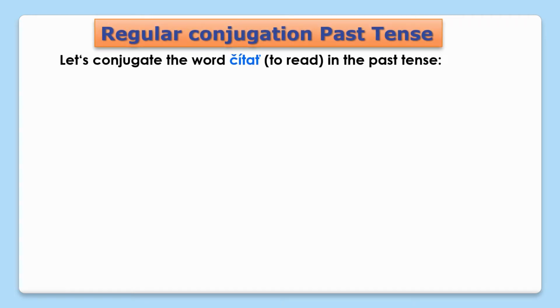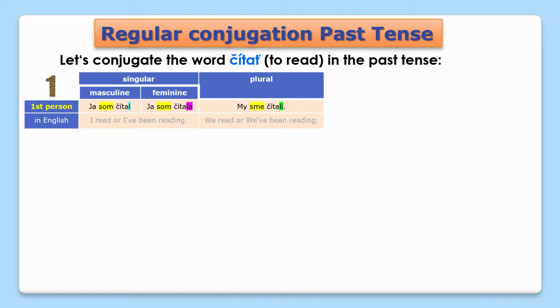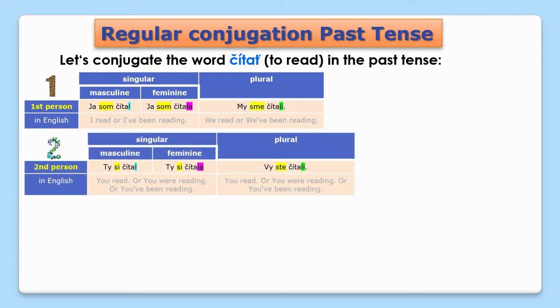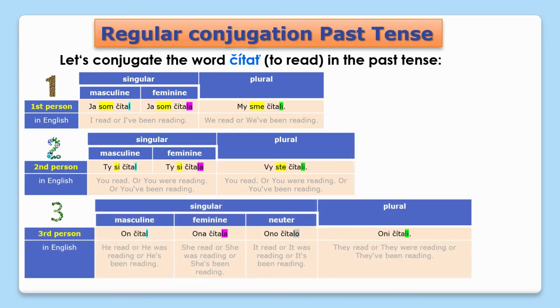Okay, so let's conjugate the word čítať in the past tense. Let's start with the first person. So, first person singular, ja som čítal. First person singular in feminine, ja som čítala. And in plural, my sme čítali. In second person singular, masculine, ty si čítal. Second person singular feminine, ty si čítala. And in plural, vy ste čítali.